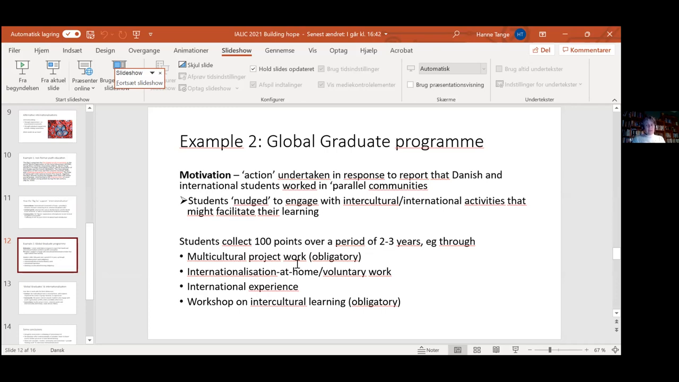Over a period of, well, typically the BA studies, but we've seen examples also of MA students, collecting points, they will participate in a number of activities that we believe are important to stimulate intercultural learning. We put in a multicultural project exercise, which is obligatory because we are a university based on a principle of problem-based learning. So this idea of the project group is very important to the pedagogy at the University of Aalborg. We strongly recommend the students engage in international at-home activities or voluntary work. If they don't do so, they're probably not going to collect all the points anyway. They can get points from international experience, but it is not obligatory. And finally, we are inviting all of them to participate in a workshop on intercultural learning.